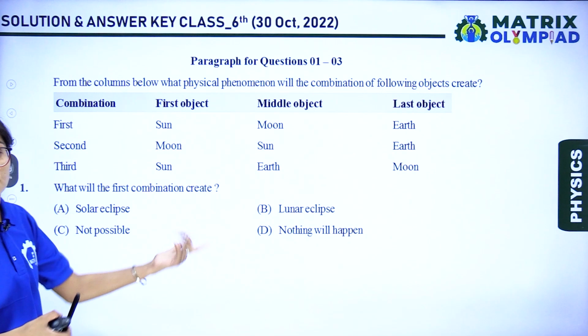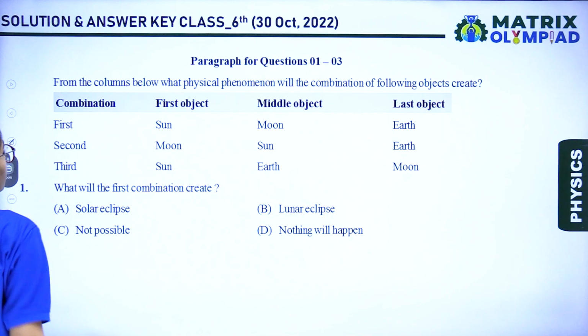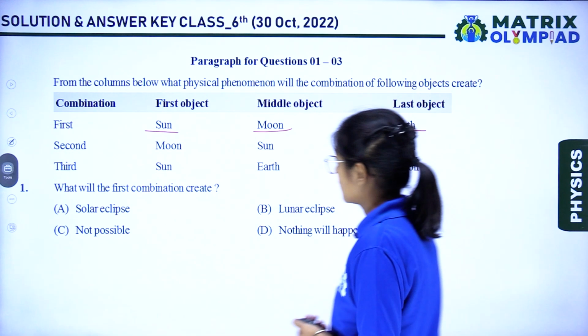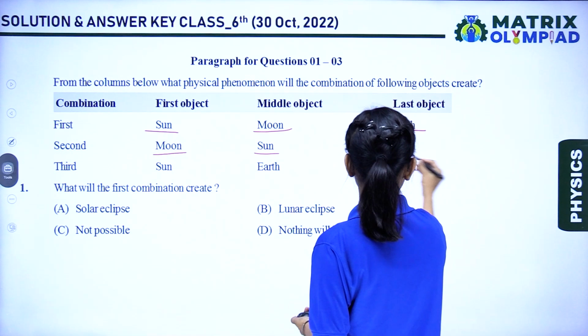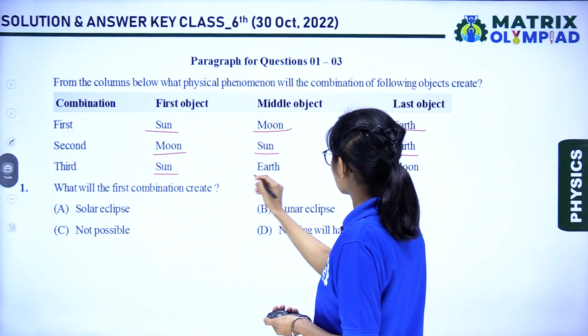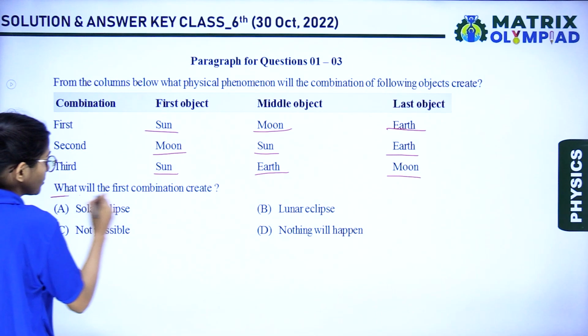If I'm talking about the first, the first object is sun, the middle one is moon, and the last one is earth. In the second combination, the first one is moon, the middle one is sun, and the last one is earth. And in the third combination, the first object is sun, the middle one is earth, and the last one is moon. Okay, let's see question number one.